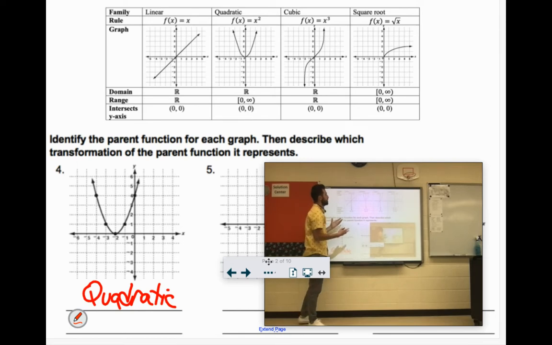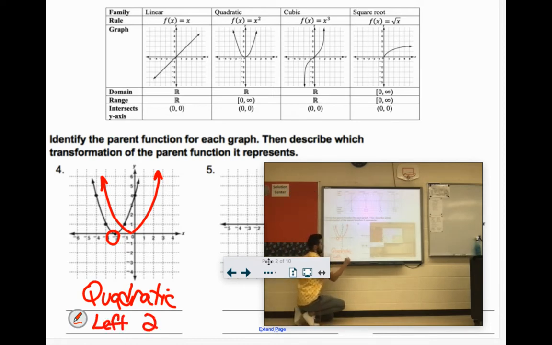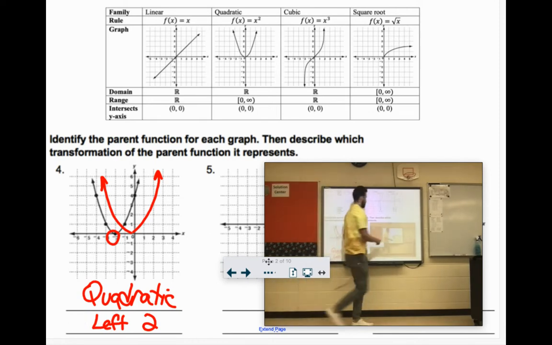Great. And then how is it different than a regular quadratic one? Here's a regular one. So it looks like it's just the exact same graph, but shifted over 2 units. So we'll say left 2. That was easy enough.